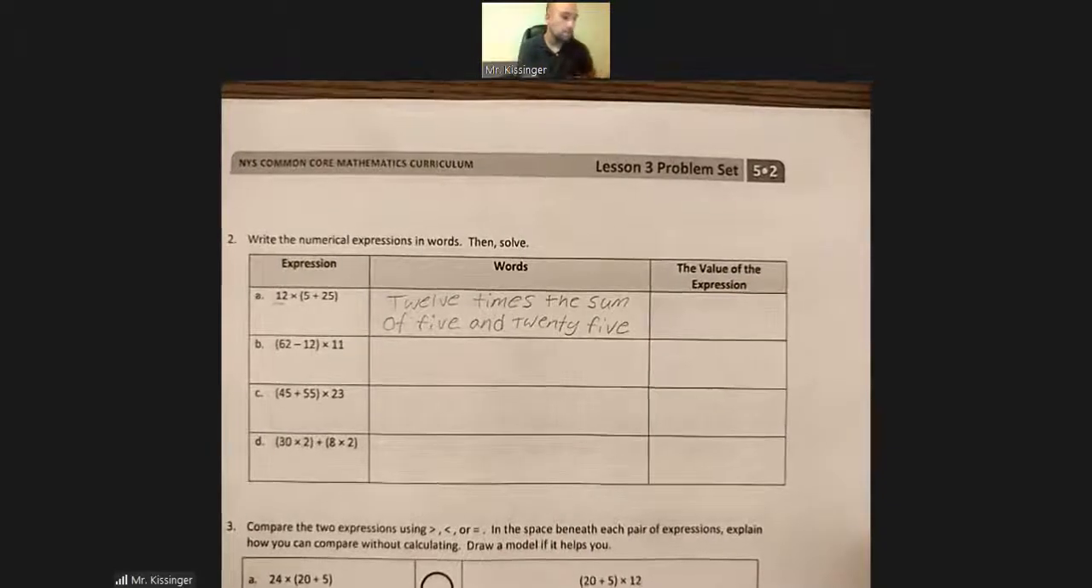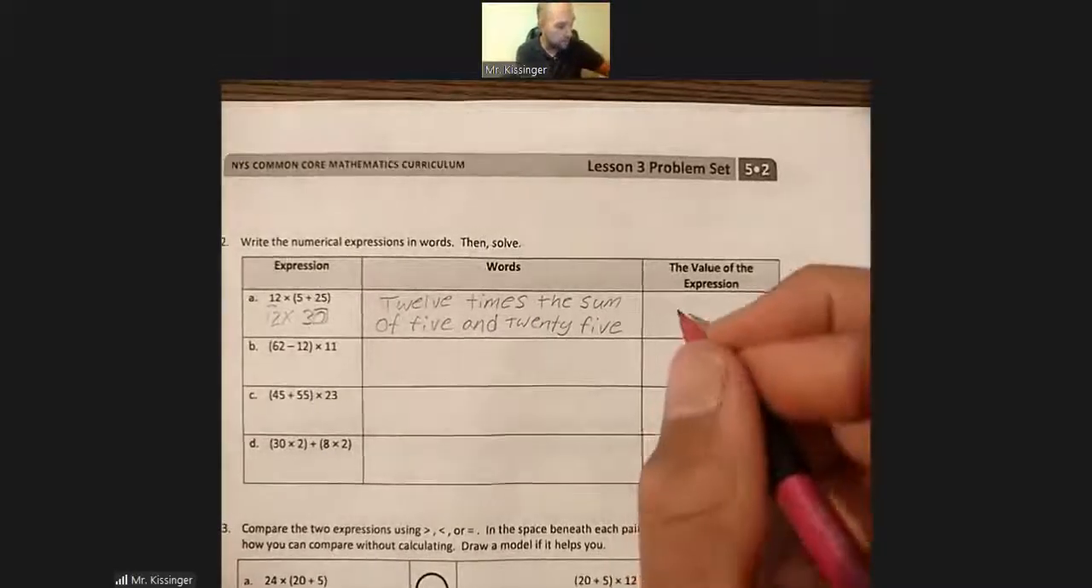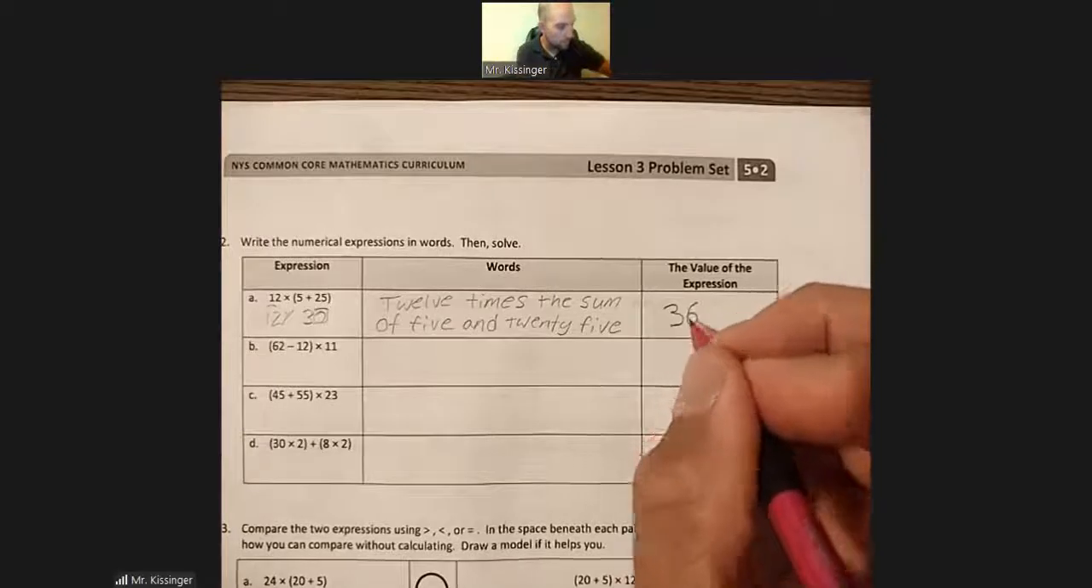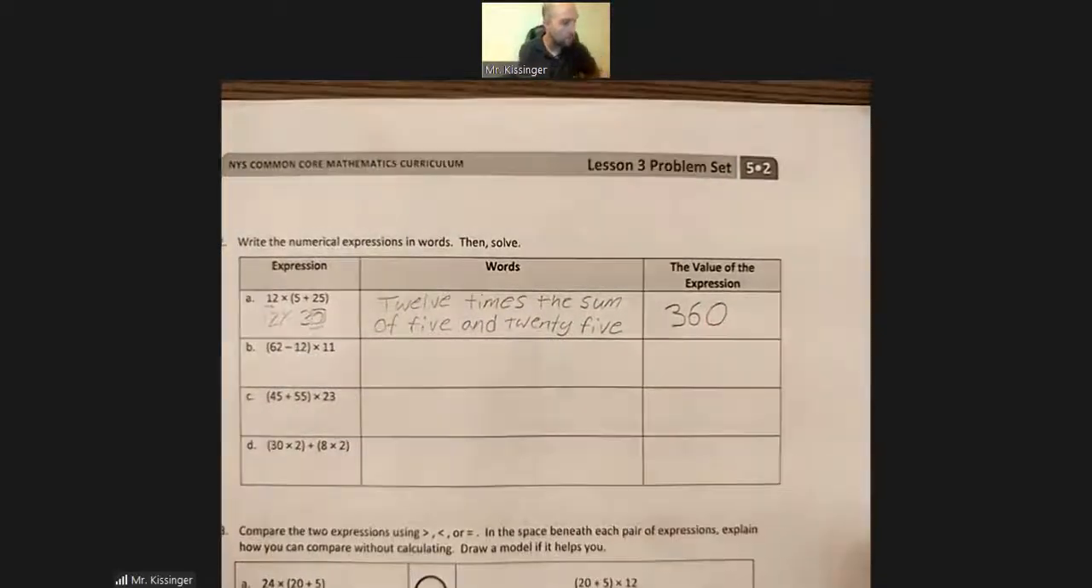So how will we solve this? Well, first we're going to add together 5 plus 25, which will give us 30. 30 times 12. Let's drop our 0 for now. We'll pick it back up later. 12 times 3 is 36. Make sure we remember to add our 0 back on that we dropped. And it gives us 360.